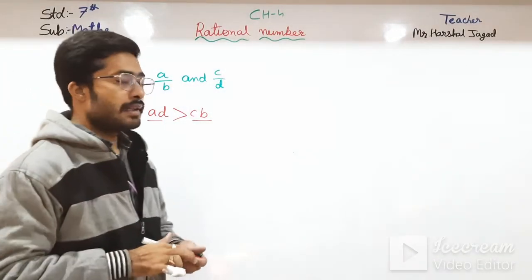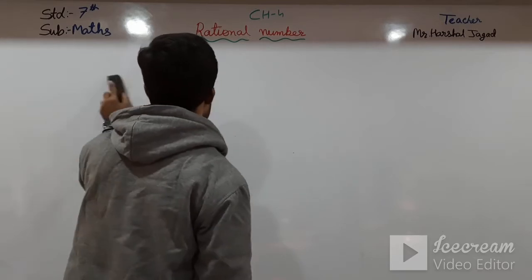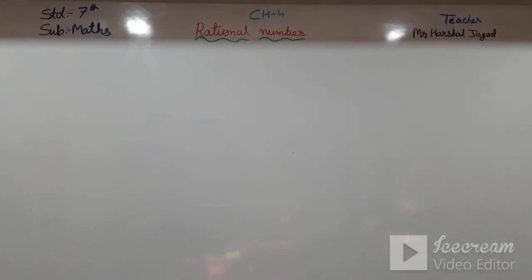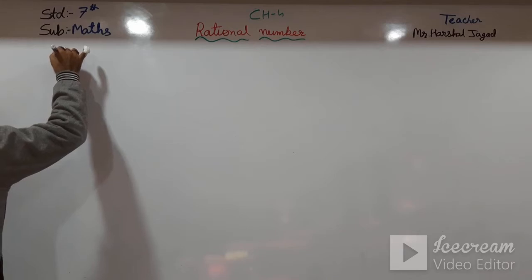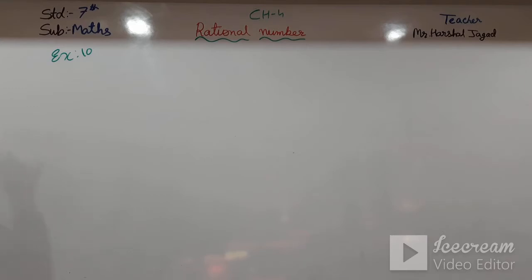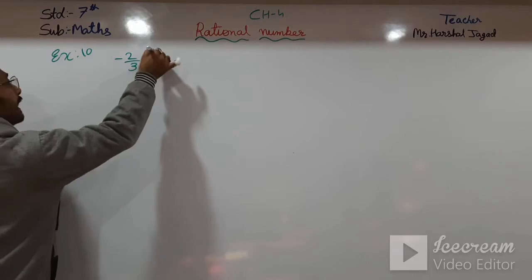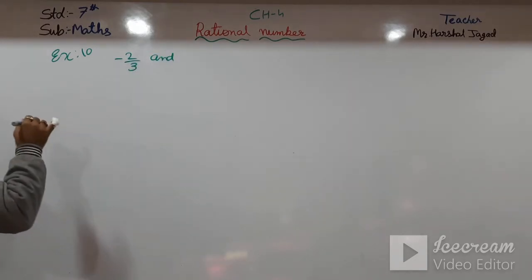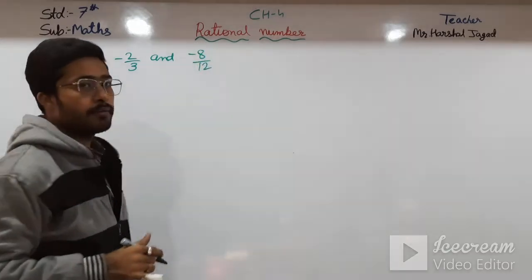Okay, students, let us take an example. We have remaining example number 10. Compare minus 2 by 3 and minus 18 by 12. Are they equivalent or not?